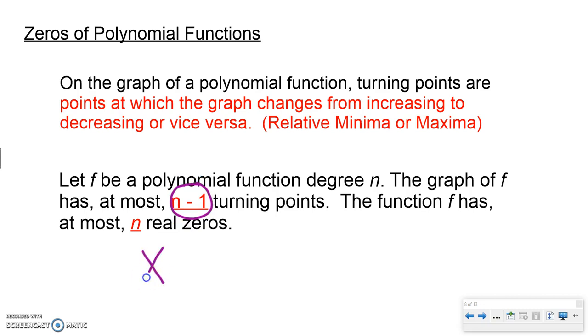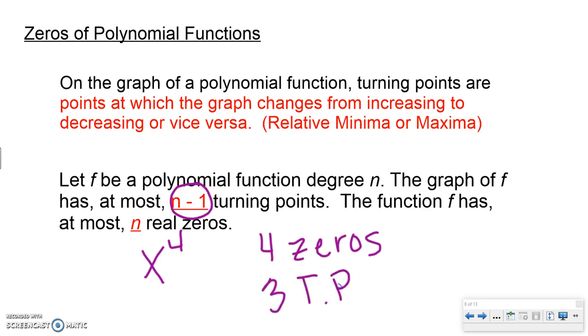So for example, if you have x to the 4th, x to the 4th says that you have 4 zeros and you're going to have 3 turning points. Okay, so that's going to just kind of help us identify where we should have points throughout our graph.